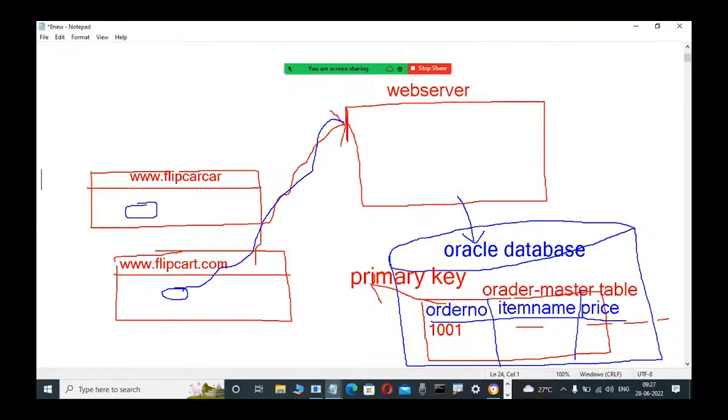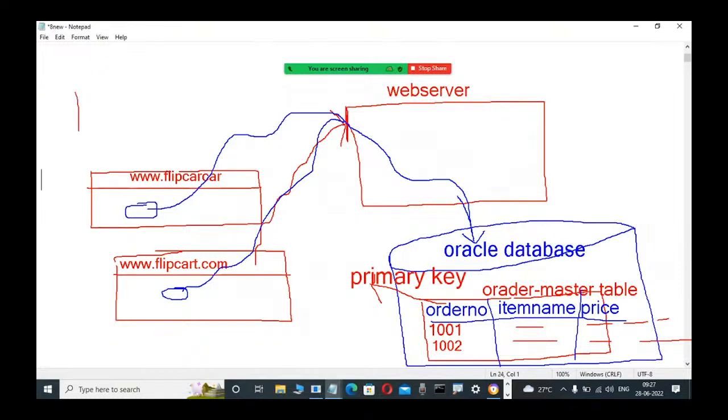Whenever he is booking the same item, that web browser connects to the web server, which connects to the database server. Here, same order number or different order number? Different order number. The next order number is automatically generated. And here the item name is the same, the price is the same, and some other details are available.